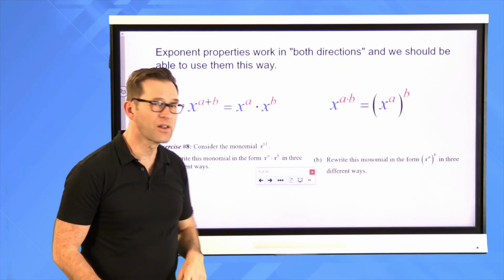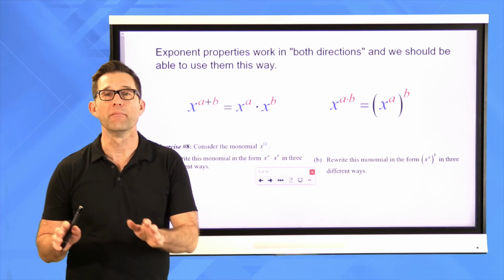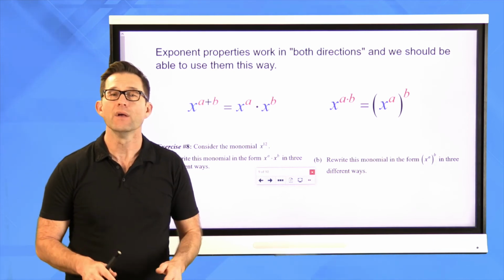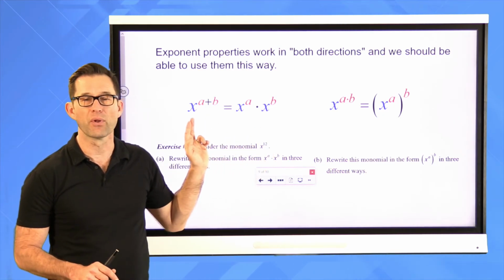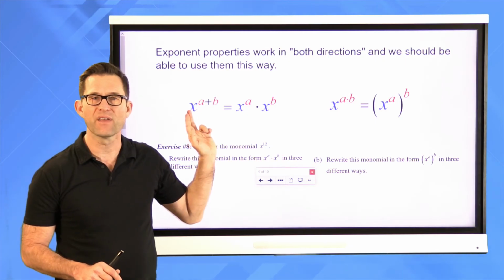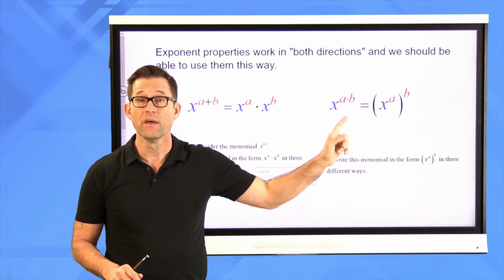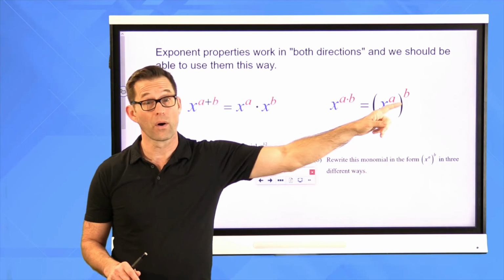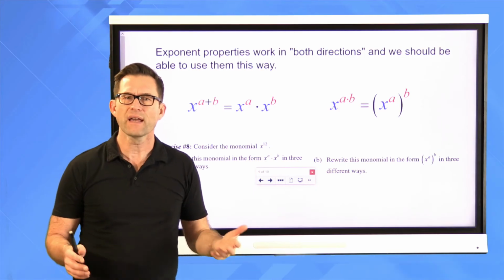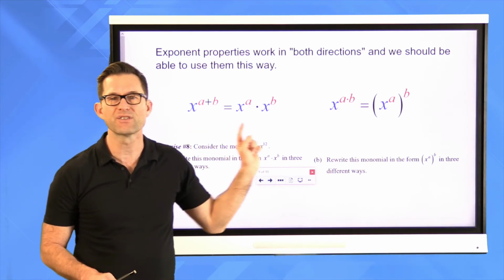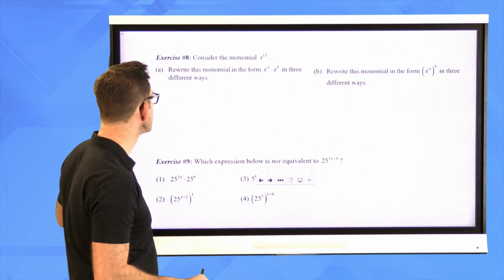All right, let's take a look at one last consideration that is extremely important. Exponent properties work in both directions, and we should be able to use them this way. So most of the time people think, oh, yeah, I'm going to have to do like x to the a times x to the b equals x to the a plus b. But it also works the other way around. x to the a plus b is equal to x to the a times x to the b. And x to the a times b is equal to x to the a raised to the b, or x to the b raised to the a. All right, and it might seem, well, why would we ever have to do that? It's actually remarkable how often you have to go in this direction and this direction. So let's just get a tiny bit of practice with that in the last two exercises.